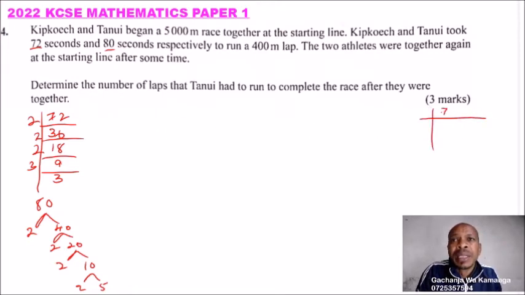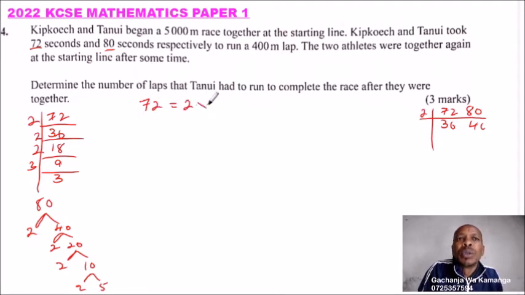You get 72 here and 80 here, you divide by 2, you get 36, 40, like that, and you'll be able to get the LCM. But let me use this one. So we say 72 is equal to 2 multiplied by 2 multiplied by 2 multiplied by 3 multiplied by 3. 80 is equal to 2 times 2 times 2 times 2, those are 2 to the power 4, multiplied by 5.